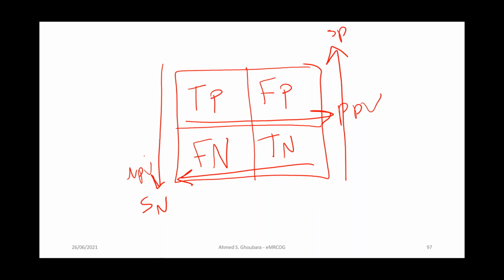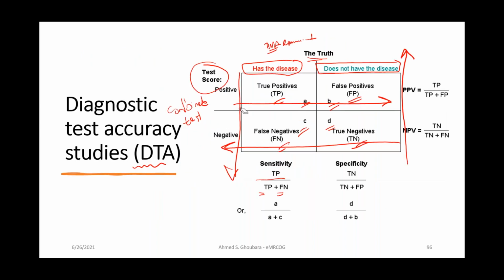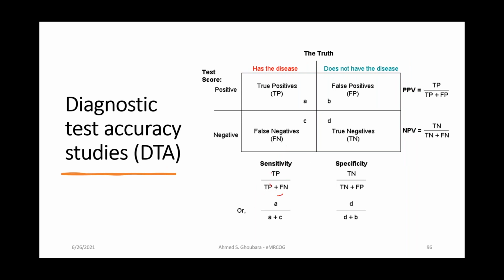So I'm sorry guys. If you don't know the equations, this is going to be so useful and rapid for you in the exam. Sensitivity: true positive divided by the total of the column, true positive plus false negative. And specificity the other way around. We go from the bottom to the top: true negative divided by the total negatives, true negative plus false positive, the total column.